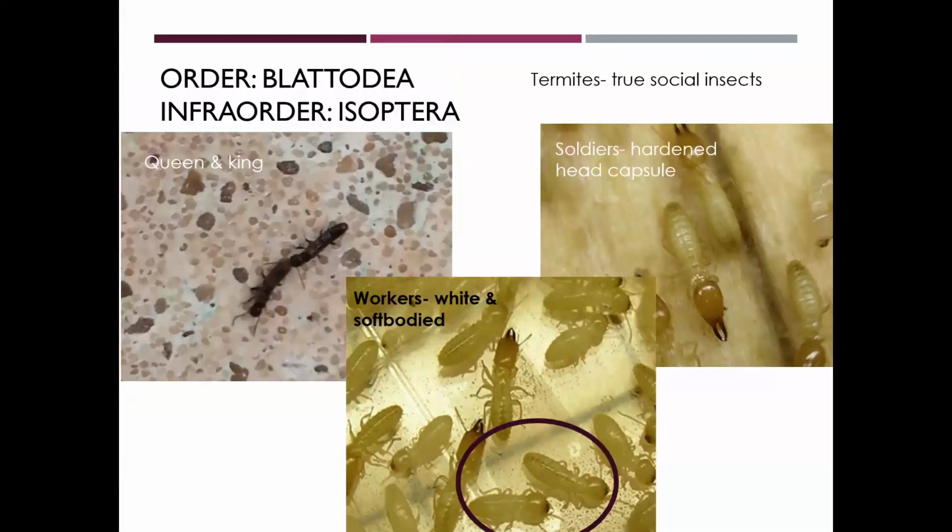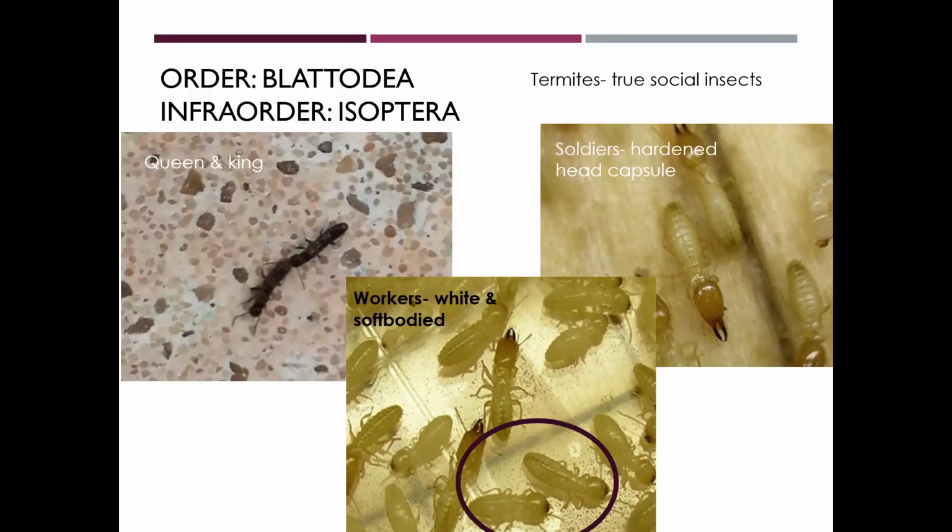All right, the other part of the Blattodea now are the Isoptera, or our termites. Both cockroaches and termites could be their own presentation. But termites are going to be a true social insect. So they have a caste system, they have overlapping generations, they have cooperative care of the young. And depending on which ones you're seeing, you may see them looking different.